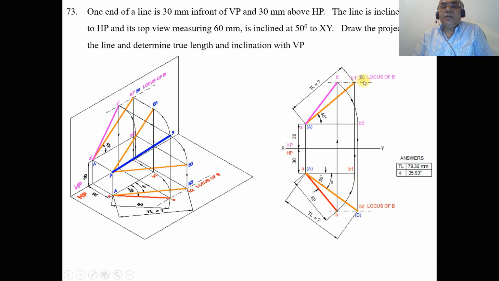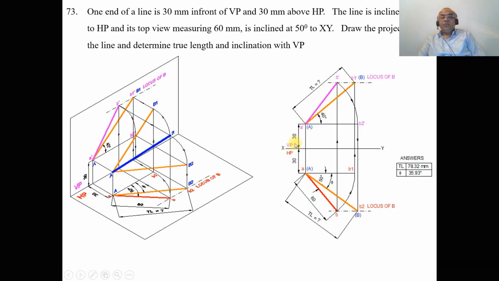You mark this point as B1 dash, then join A dash B1 dash a little bit thicker than the XY line. As we know that this top view line is parallel to XY, its front view is in true length. So you mark this point as capital B. Once you get the locus, draw a vertical projector from B to the front view so that it cuts the locus of B in the front view. Once you get this point, mark it as B dash, then join A dash B dash with a dark line.